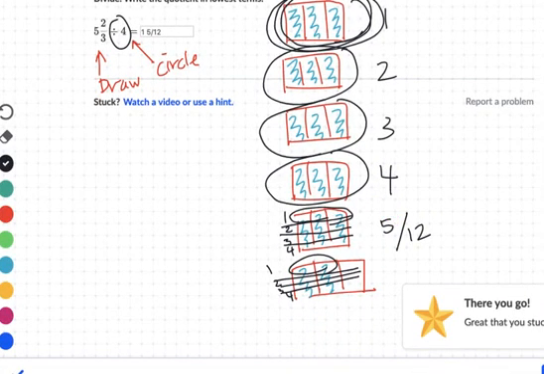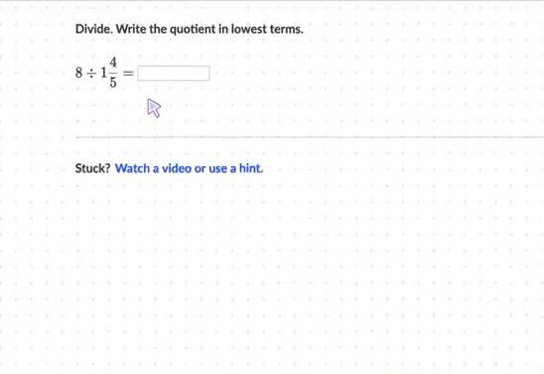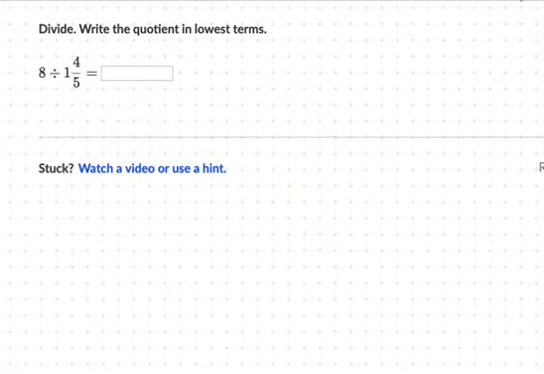All right, let's try some more. For this problem, you are going to divide and write the quotient in lowest terms. Go ahead and pause the video and try it on your own first.